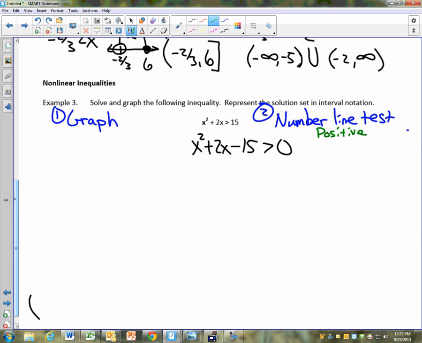Now, if we were to view the x and y axis and make a graph of this parabola, what does it mean for a graph to be greater than 0? Above the x-axis.